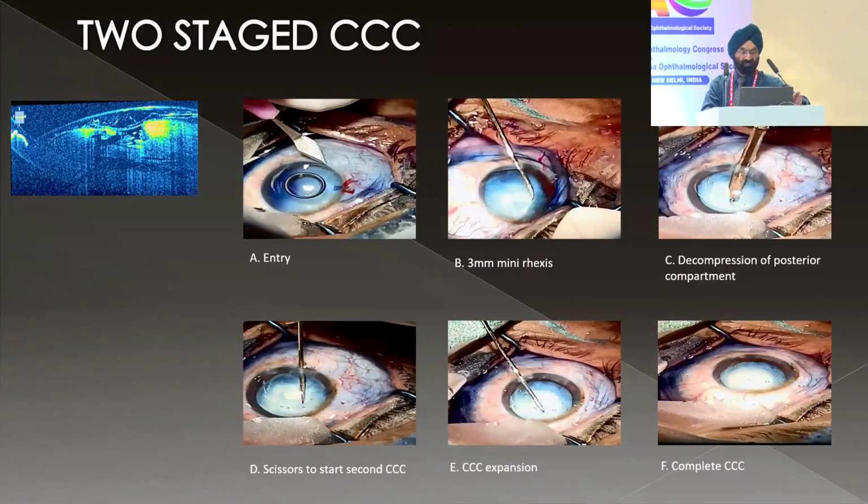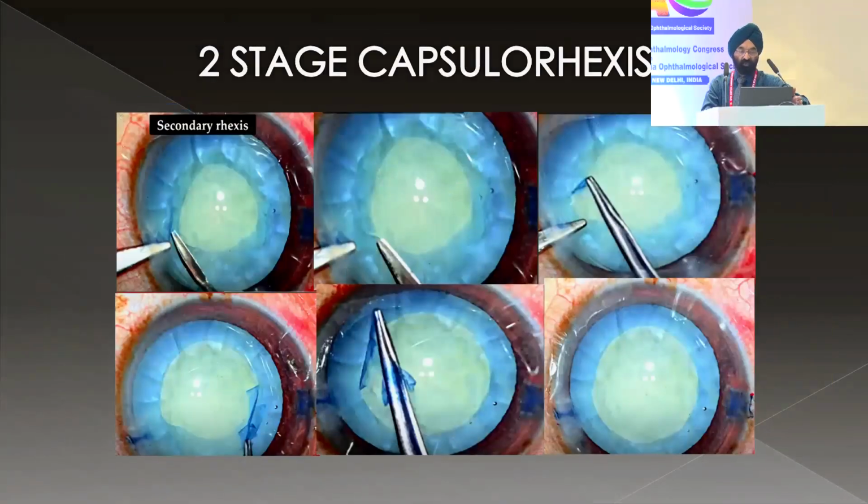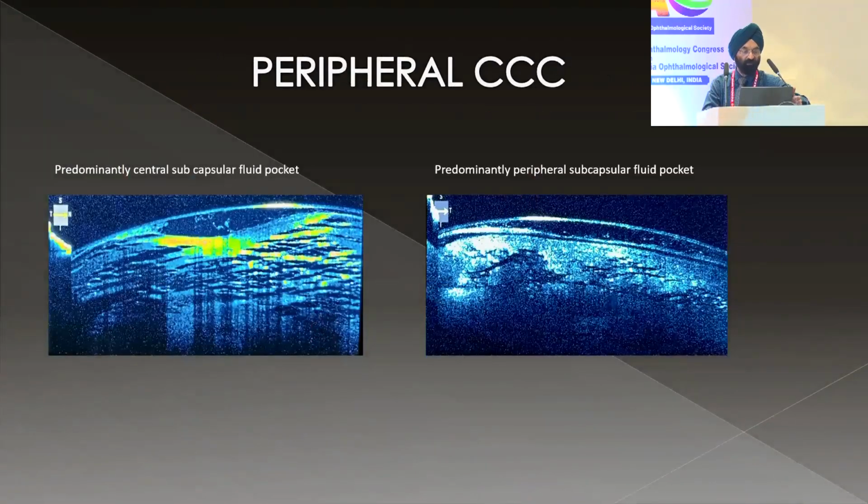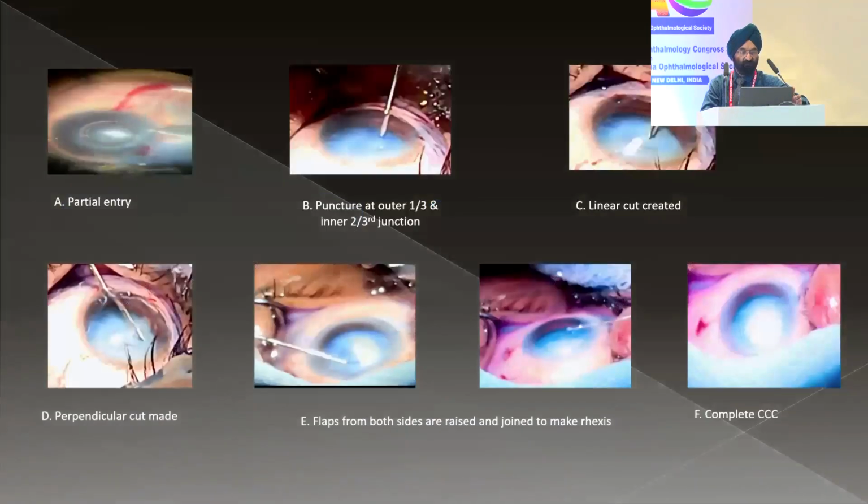This is 2-stage capsular access, where you initially make a 3 mm central capsular access, aspirate the fluid pocket and decompress the capsular bag, and then give a nick in the equator of the circumference of this small capsular access and extend it to the desired size of 5 to 5.5 mm. And we did peripheral capsular access in the central fluid pocket, or where both central and peripheral pockets are there.